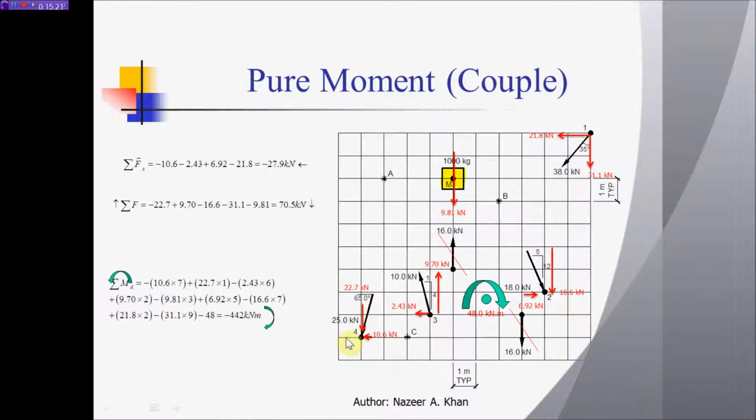And the last thing that we have is the 48 kilonewton meter. Well, once you have kilonewton meter, you have a moment already, so you don't have to multiply by any distance. So I'm going to put that as 48 kilonewton meter. Because the rotation is clockwise, it's going to have a minus in front of it. And we're going to summate those forces. We're going to have a minus number, which means it's acting opposite to our sign convention.